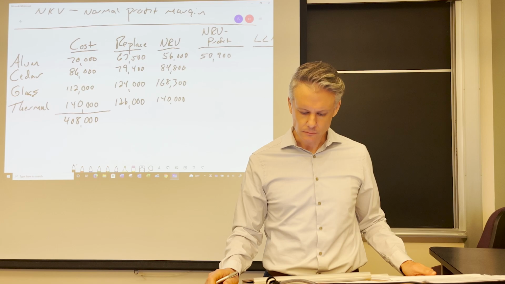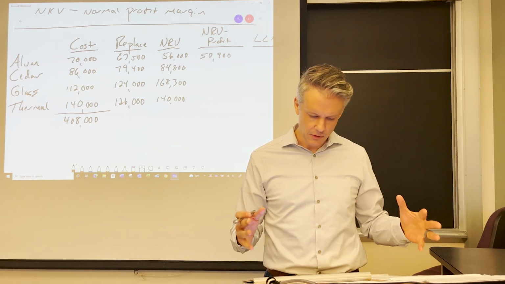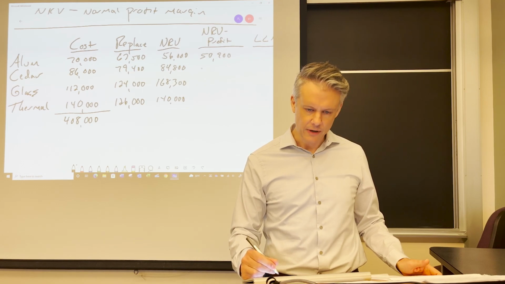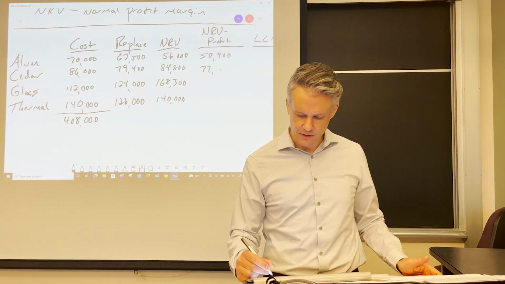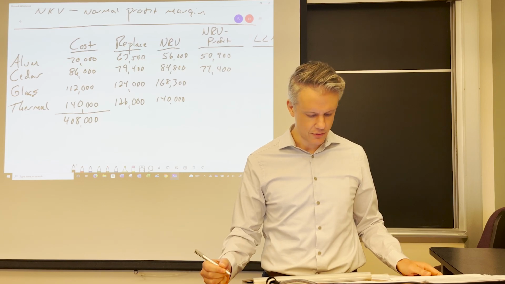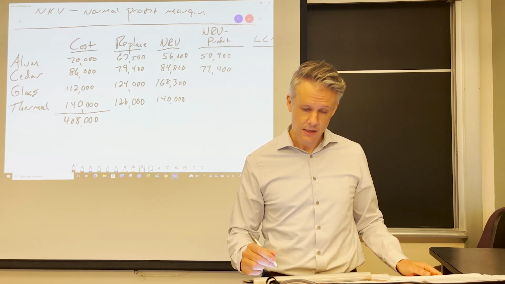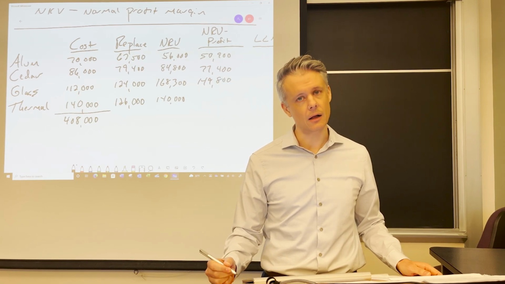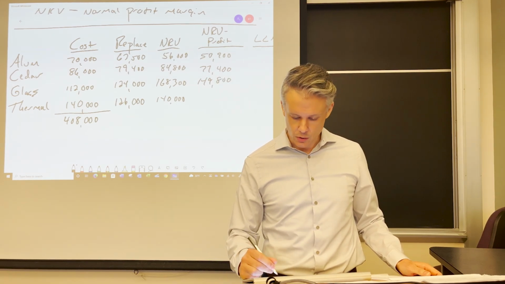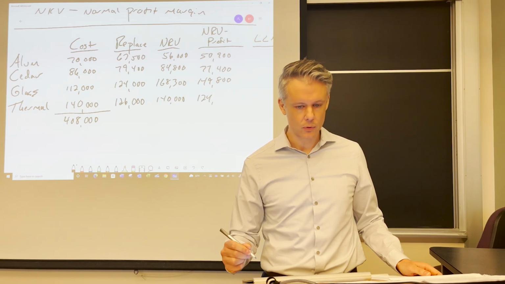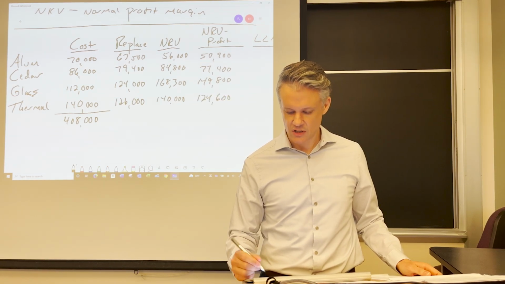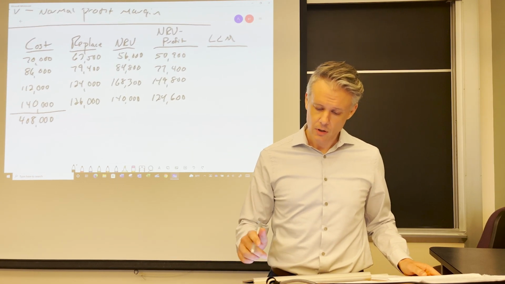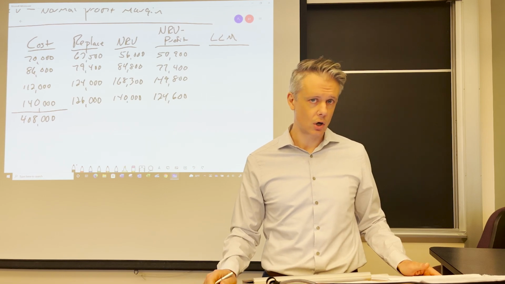So I'll go over here to this column, this net realizable value minus profit, and that comes to $50,900. When we apply the same thing to these other products, for cedar, the net realizable value minus profit is $77,400. For glass, it's $149,800. And for windows, it's $124,600.